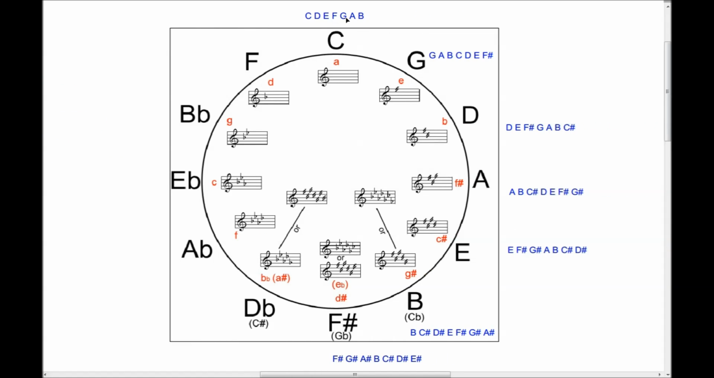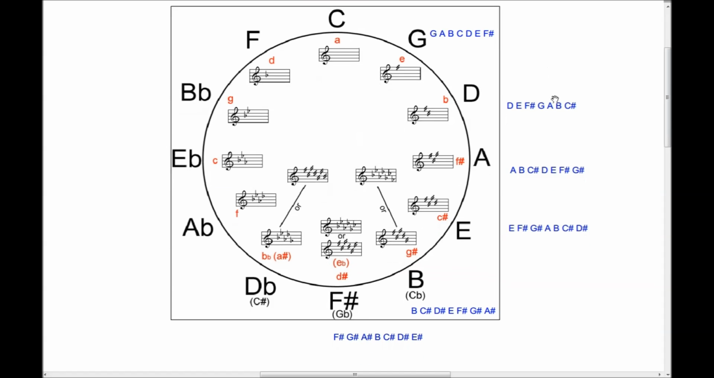So you see here I've just labelled them all. C contains no sharps or flats. G contains the F sharp. So you can see the notes, 7 common notes are always going to be A, B, C, D, E, F, G. So if we're going to add a sharp, we're adding it to the F sharp. Similarly, the C sharp to the D major scale, so it contains the 2 sharps there.